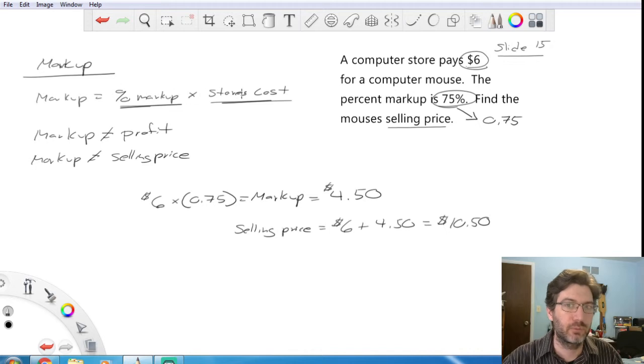So that's one example. What's the next thing on the slideshow here? Just walks you through it. So the other one that I might throw up there. Yes, Eli. It's what the store pays times the percent markup. Yeah, we'll do number 2. There's really no difference between these.